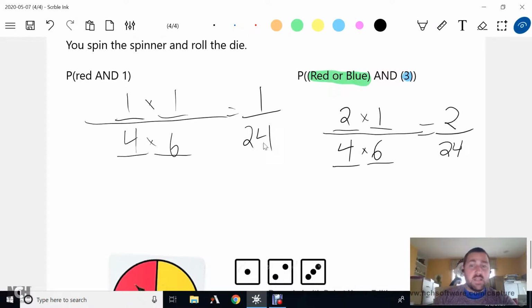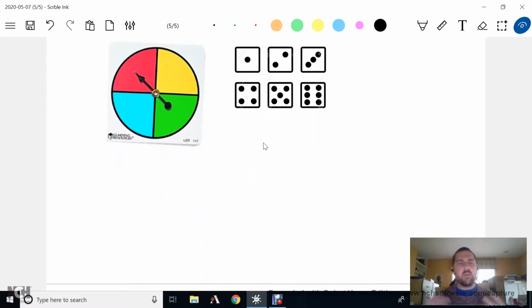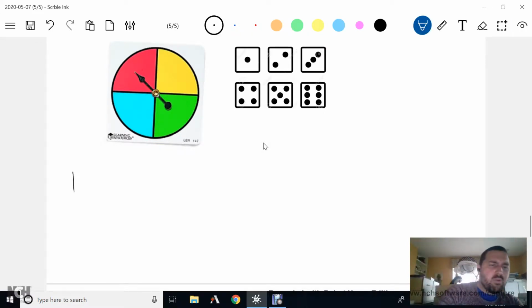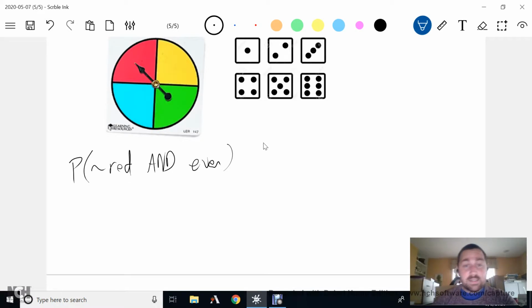Now, just to take this one step further, we're not going to ask you questions that are this hard, but just to show you how we're using the fundamental counting principle, right? Let's come up with a crazy one, right? Let's have the probability of not red and even. How do we do not red and even? It's the same thing, right? We're going to still use the fundamental counting principle. We're going to have our 2 events, which are the spinning of the spinner, the rolling of the die, and we're just counting the number of total ways, which was 4 and 6.